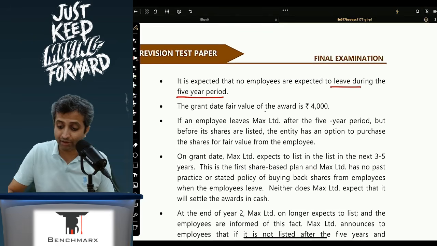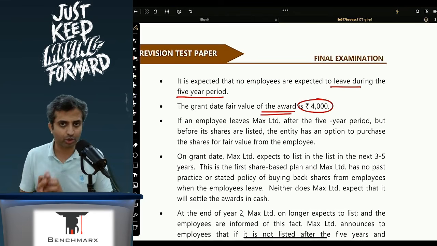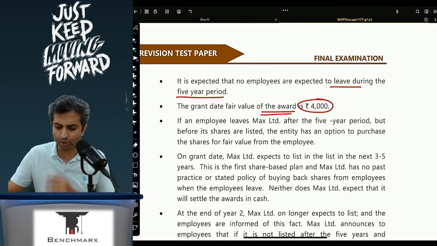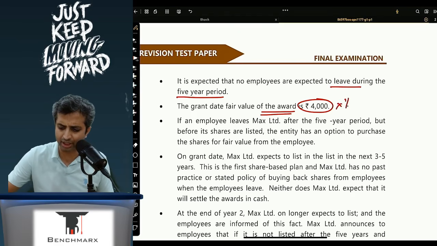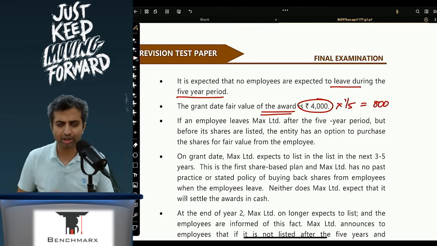The grant date fair value of the award, this is not per employee, this is of the award as a whole, is 4,000 for all the employees. Fair value of the award is 4,000, and if I spread it over the vesting period, 4,000 into, let us say, 1/5 will come to probably 800 expense to be recorded in each of the years.